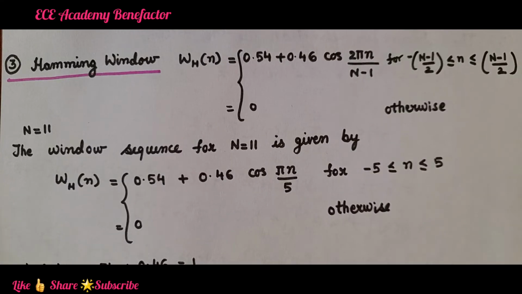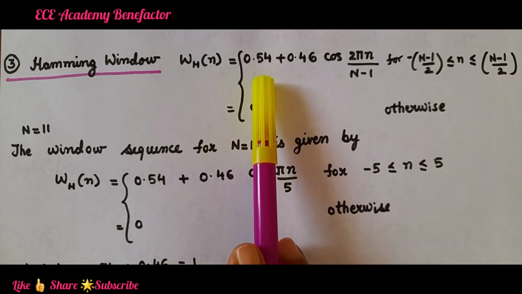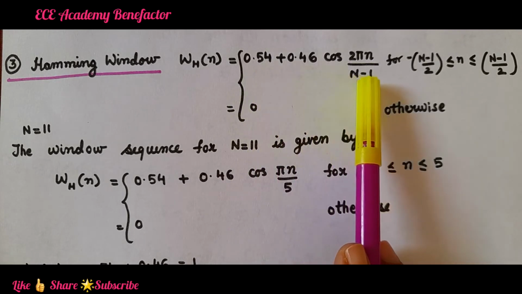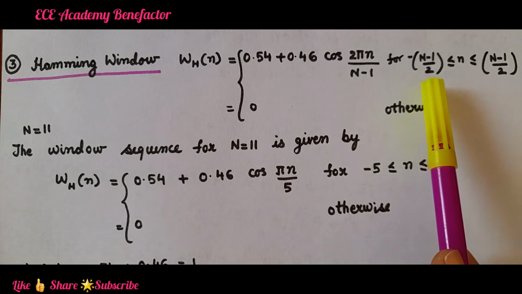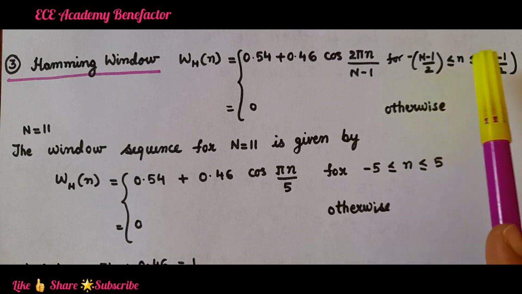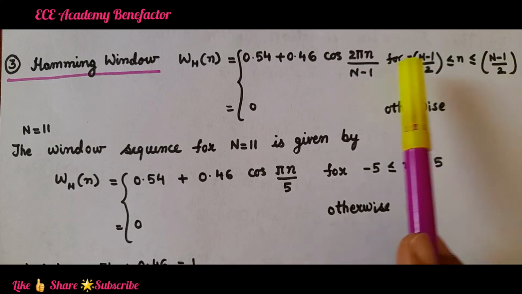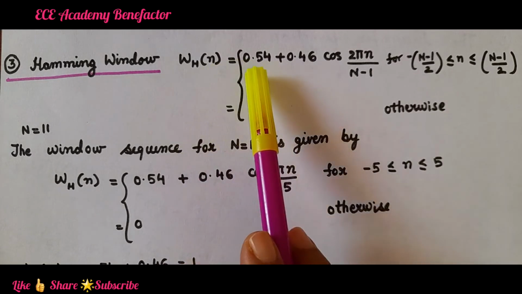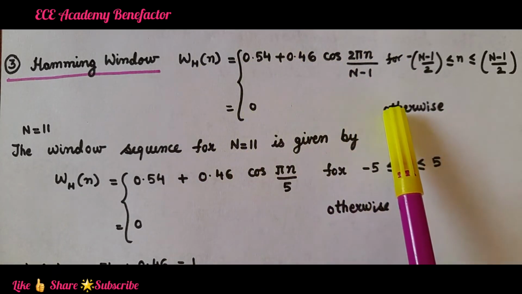The Hamming window is symbolically represented by WH of n, which is given by 0.54 plus 0.46 cos(2 pi n by capital N minus 1), for minus (N minus 1) by 2 less than or equal to small n less than or equal to (N minus 1) by 2. In this range, the WH of n equation holds, and it is 0 otherwise.